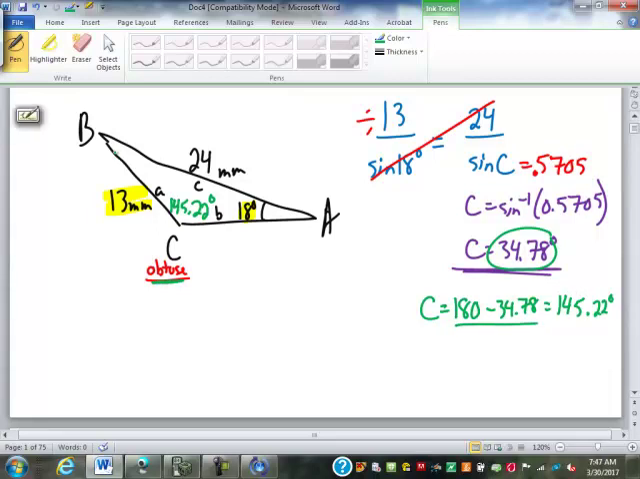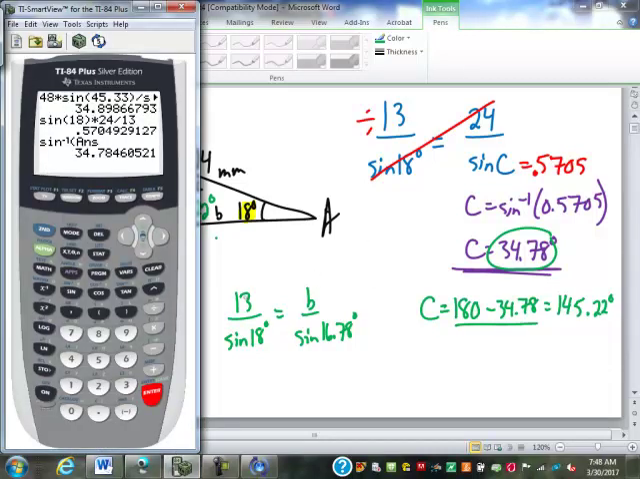Well, now, of course, we can find the last angle here. That last angle is just going to be 16.78 degrees. We're just going to subtract those other ones from 180. And then I could find side B. We've got the 13 over the sine of 18 is going to equal side B over the sine of 16.78. So we cross multiply. 13 times the sine of 16.78 divided by the sine of 18.